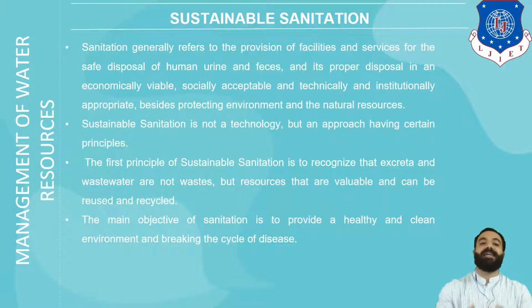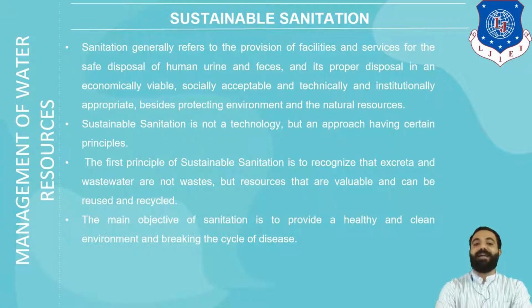The next one, sustainable sanitation. So sanitation generally refers to the provision of facilities and services for the safe disposal of human urine and feces. Clear? And its proper disposal in an economically viable, socially acceptable, and technically and institutionally appropriate way, besides protecting the environment and the natural resources. Sanitation means to dispose of human wastes, like urine and feces, in a proper way. That is called sustainable sanitation. It is not a technology, but an approach having certain principles.